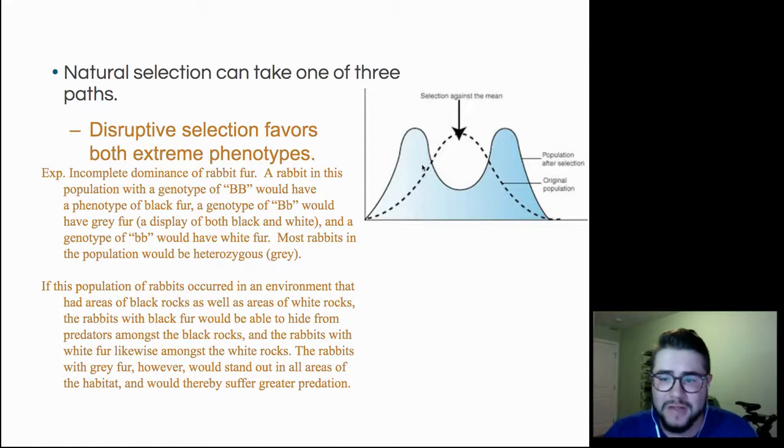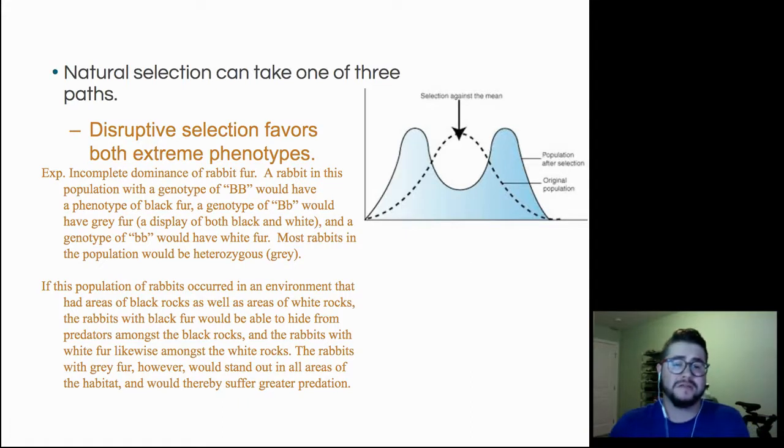But if there's a population of those rabbits living in an area where there are black rocks and white sand, the gray medium ones basically stick out in either one of those populations. So they will be selected against, while the white and black furs will be selected for, disrupting the middle and selecting for the two extremes, the white and the black fur. That is disruptive selection. So again, three ways that natural selection can affect a population.